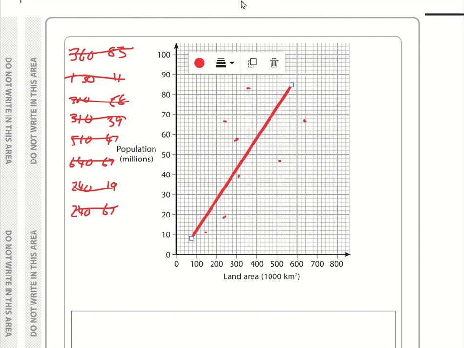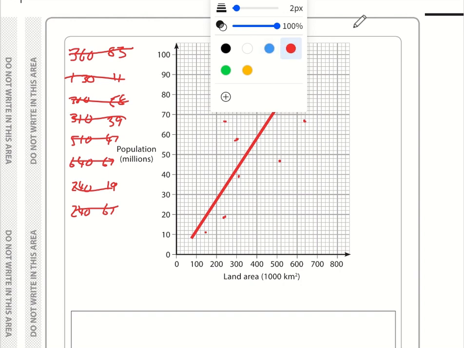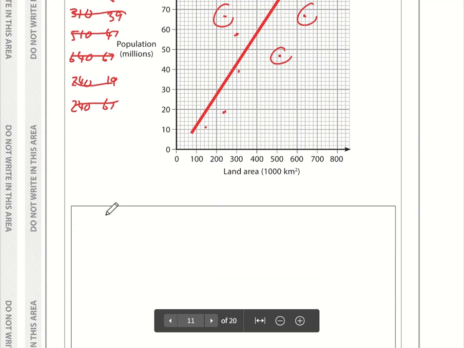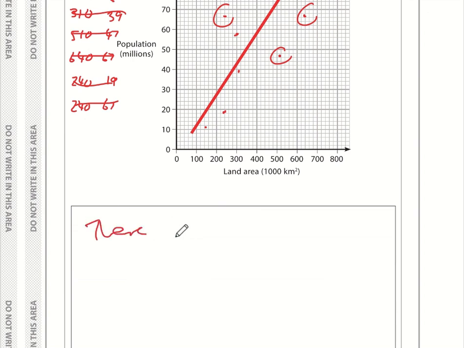You can see that the trend is that the line is going upwards. However, a lot of the data points are not massively close to this line. That would be a sign that although there is positive correlation, it's quite weak. So we can say there is weak positive correlation. There we go, and we are done.